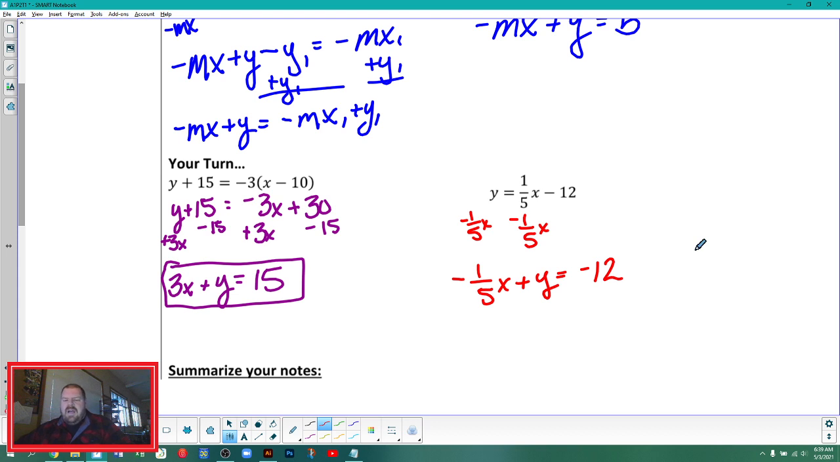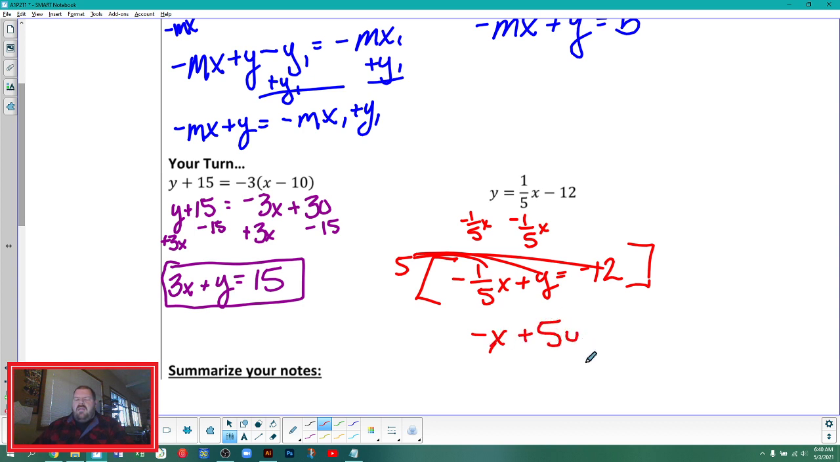So how do I get rid of my fractions in this whole equation? I'm going to take the whole thing, really looking at both sides, and multiply it by 5 so that I get rid of this fraction. I'm going to multiply every piece of this by 5, really a big distributive property, and I'm going to get negative x plus 5y equals negative 60. And that's perfectly okay.